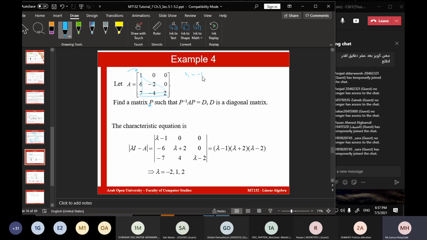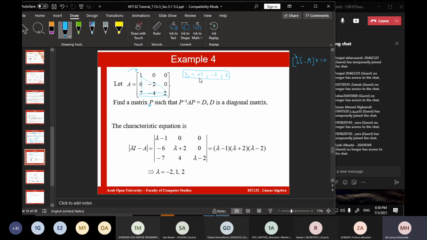So I know what the lambdas are, without any thinking: 1, minus 2 and 2. These are my eigenvalues. And then what do we do? We substitute in lambda I minus A, times x equal to 0, for all values of lambda. So we start with lambda equal to 1. When lambda 1 equals 1, we substitute.